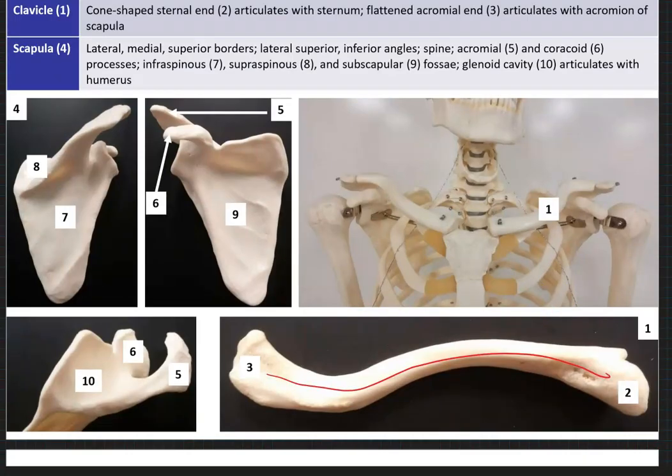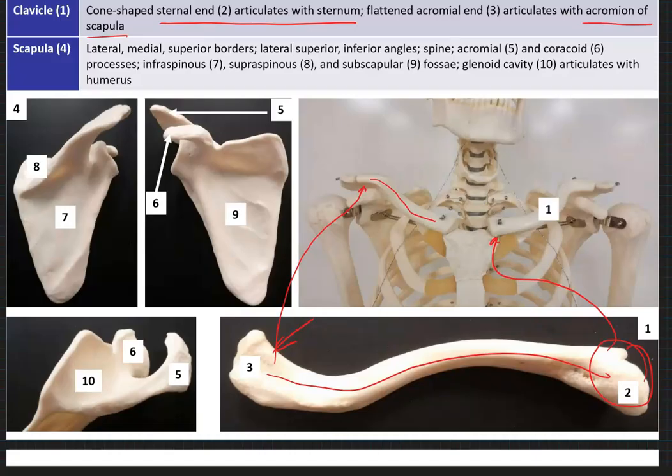So this is your typical clavicle, which has two ends. The end that is shaped like a cone, since it's a photograph, you can't really see it, but you will touch it later. This is the sternal end, which articulates with the sternum, and the flat acromial end articulates with the acromion, or acromial process, of the scapula.